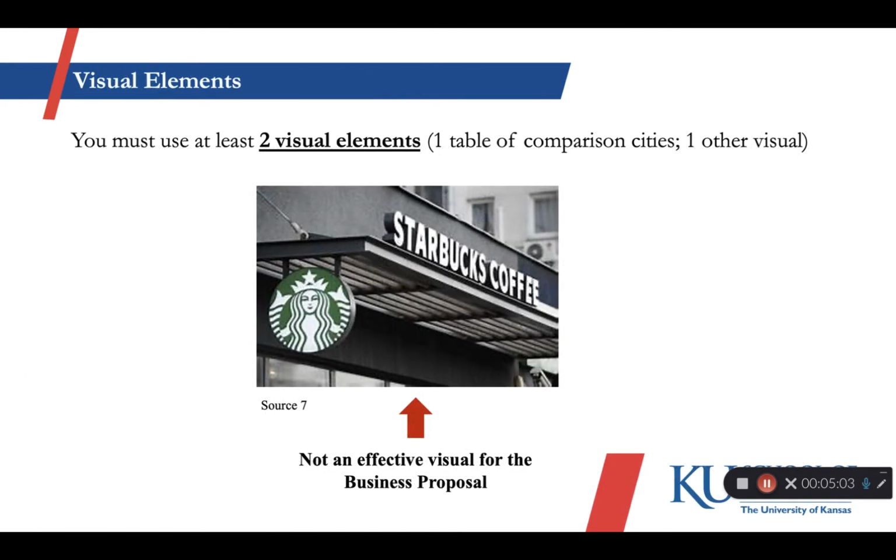The proposal requires two visual elements. One of these elements is a comparison cities table. The second visual should be a chart, graph, or table that quickly conveys information to the reader. While this photo might be an effective visual in a presentation or blog, it is not the best visual to use in the proposal.